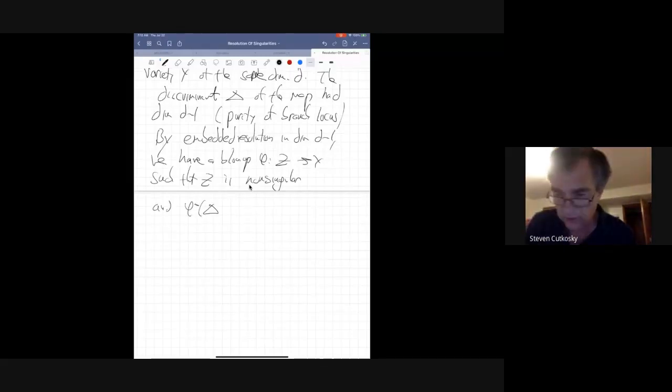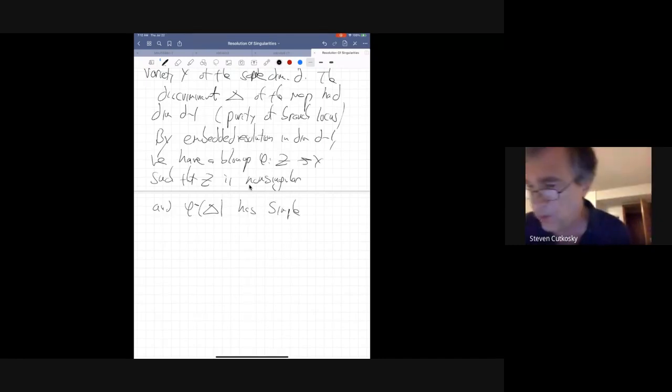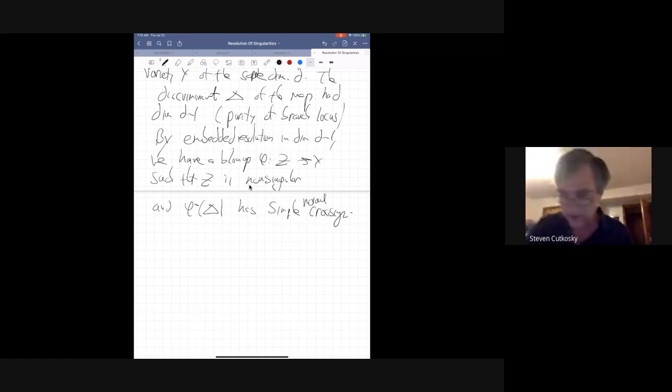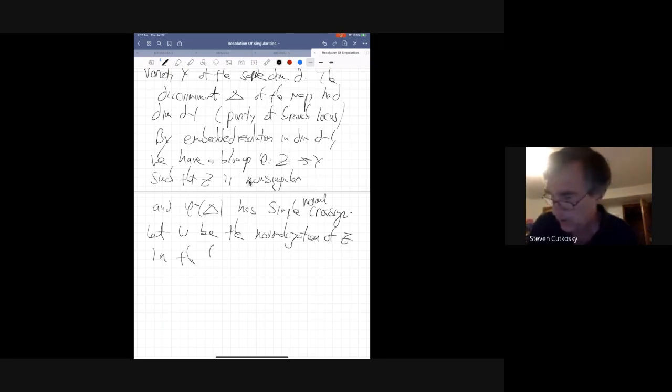The pullback of the discriminant has a simple normal crossing. Since I'm almost out of time, I won't explain what that is, but they're as close to being non-singular as possible. Okay, let W be the normalization of Z in the function field K of X.